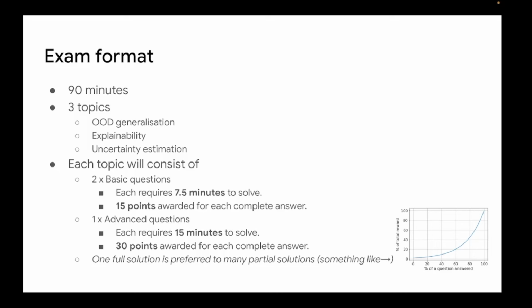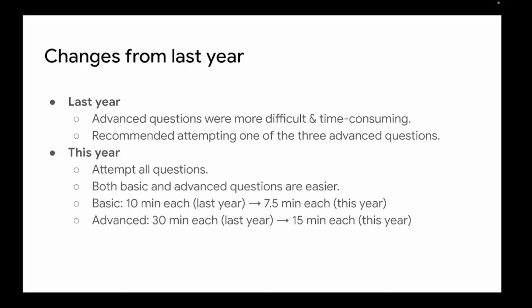In general, we try to assign more points towards the complete solution than partial solutions. This is not the exact graph that we are going to follow, but in general, the x-axis is the degree of completion of your answer, and y is the percentage that you're going to get out of the max score. And it's always good to try to get the last bits of the question to get the best possible results here. So that's sort of the philosophy behind the grading for this course.